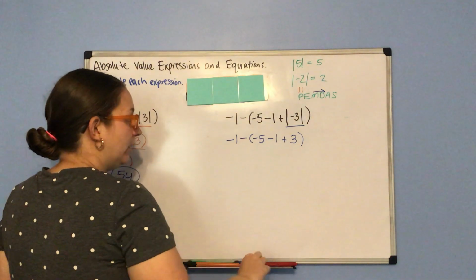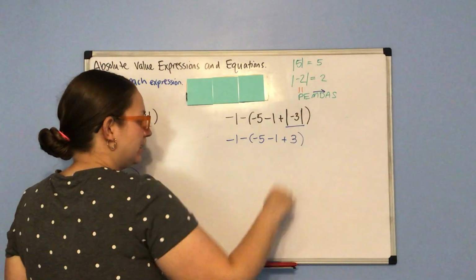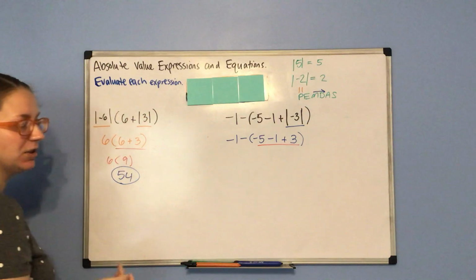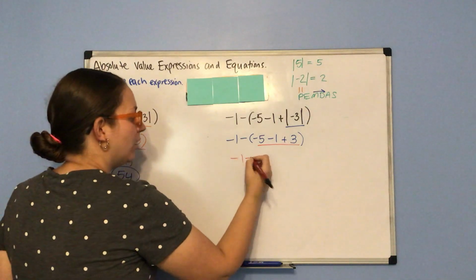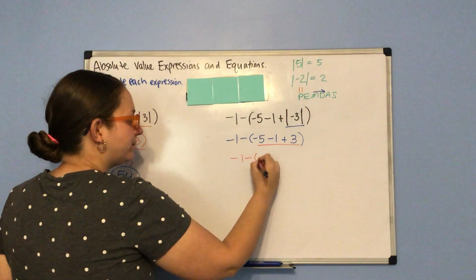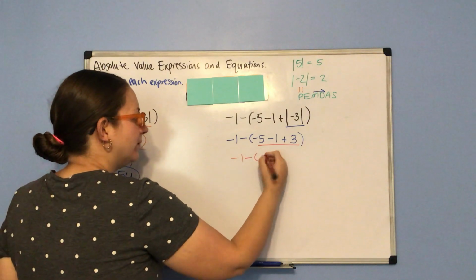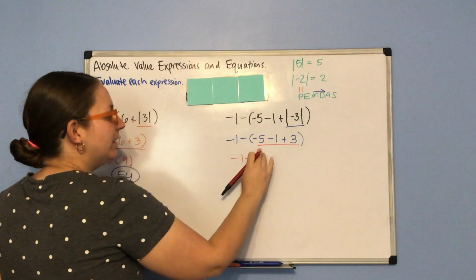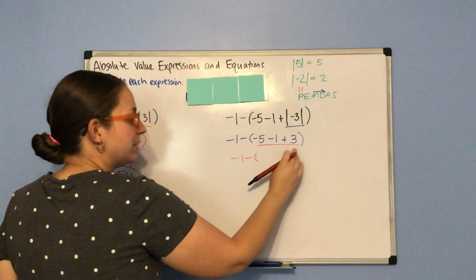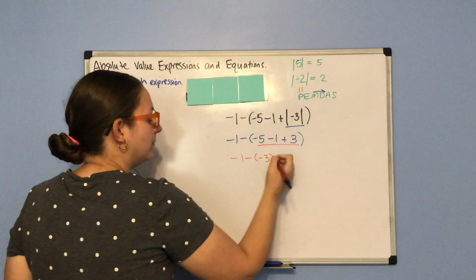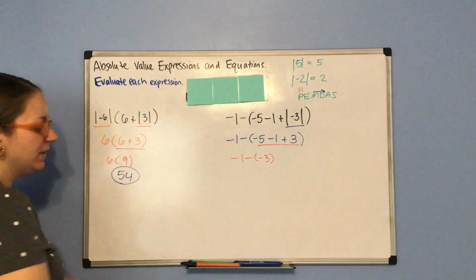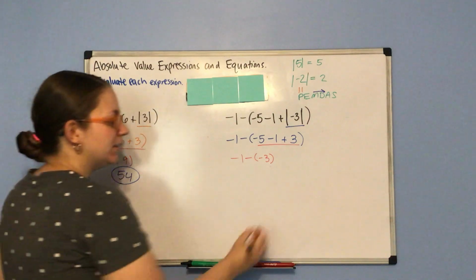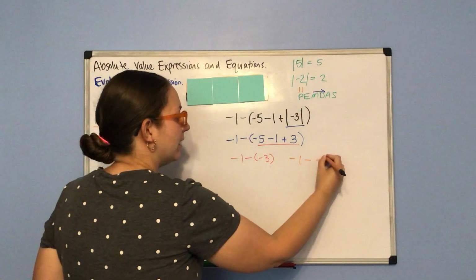Alrighty, so now I'm following our order of operations, parentheses stuff. I'm going to take care of all of my parentheses stuff in one step because it's just subtracting and adding. Kind of talk my way through it. -5 minus 1 is -6, plus 3 is -3. I kept the parentheses around that -3. You didn't technically have to. The other way you could have written that step is -1 minus -3.